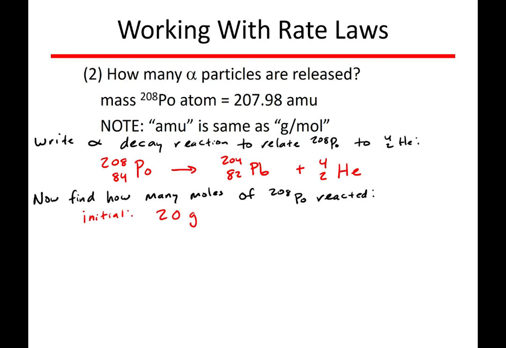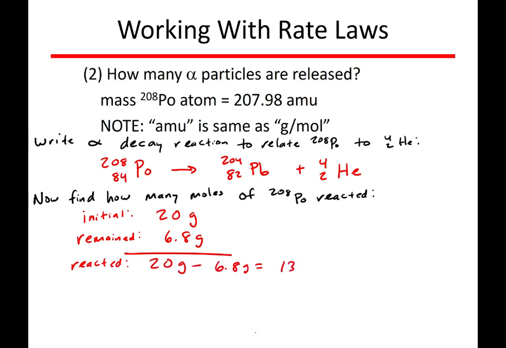And then in the first part of the problem, we figured out how much polonium-208 remained. So after the 4.5 years, the amount that remained was 6.8 grams. Therefore, the mass of polonium-208 that reacted would be the difference between these two numbers. So the amount reacted would be the 20 grams that we started with minus the 6.8 grams that remains. This means that 13.2 grams of polonium-208 has reacted. Now I can go ahead and convert this into moles and then convert it into a number of alpha particles by doing some unit conversions here.